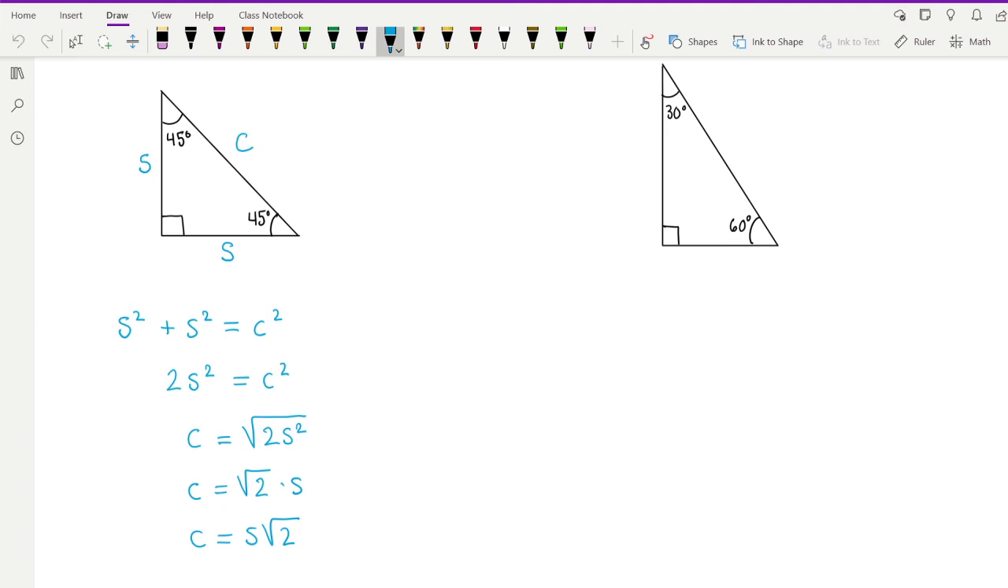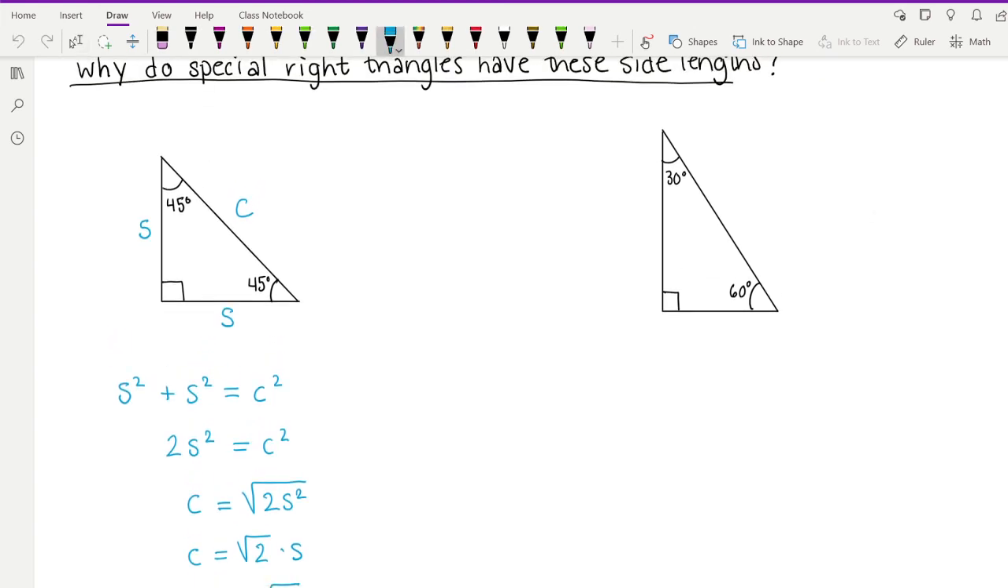Okay, so the method for showing the relationship for the 30, 60, 90 is a little bit trickier, but I think it's actually kind of cool. So let's say that we take this 30, 60, 90 triangle and we put another identical 30, 60, 90 triangle right next to it. I didn't do a great job. Let me draw that a little bit better.